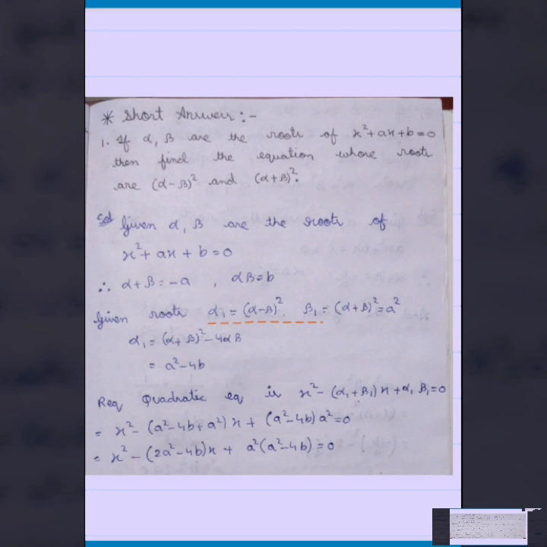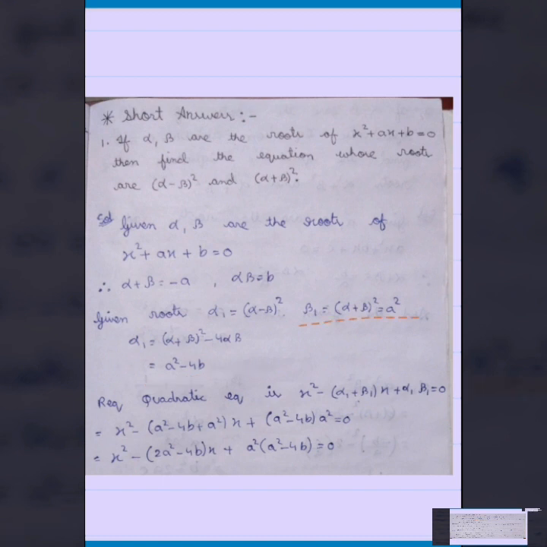So what is (a minus b) whole square? That is (a plus b) whole square minus 4ab. So substitute that formula, we get alpha 1 equal to (alpha plus beta) whole square minus 4 alpha beta. So what is alpha plus beta? Minus a. So (minus a) whole square, it's a square. And what is alpha beta? It's b. So minus 4 alpha beta, it's minus 4b. So we get a square minus 4b.